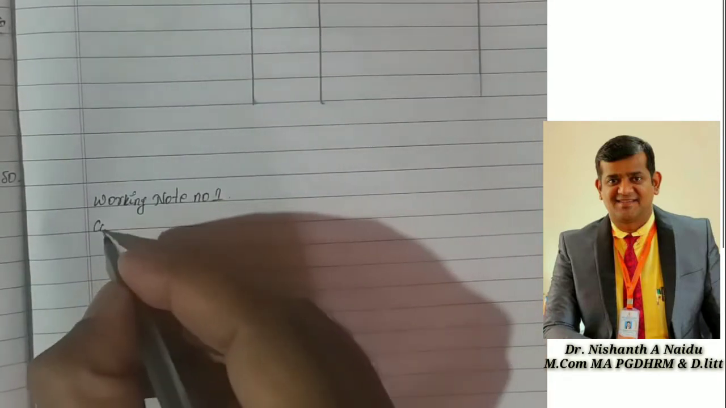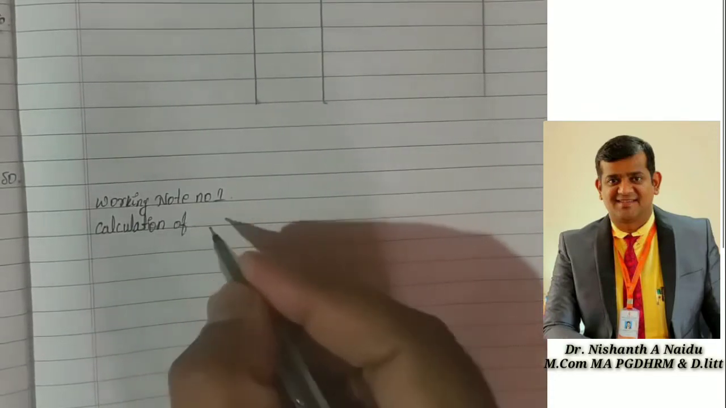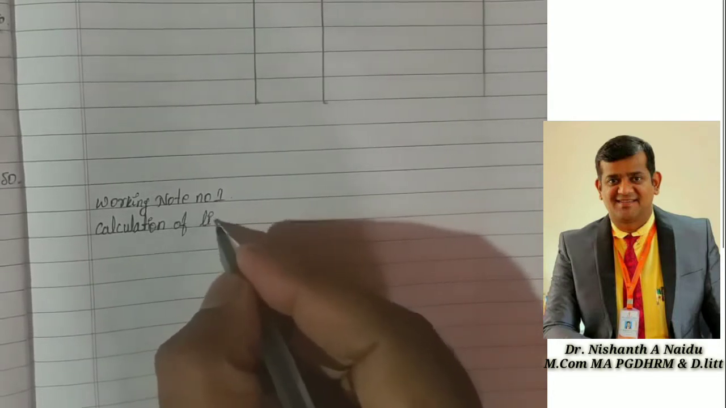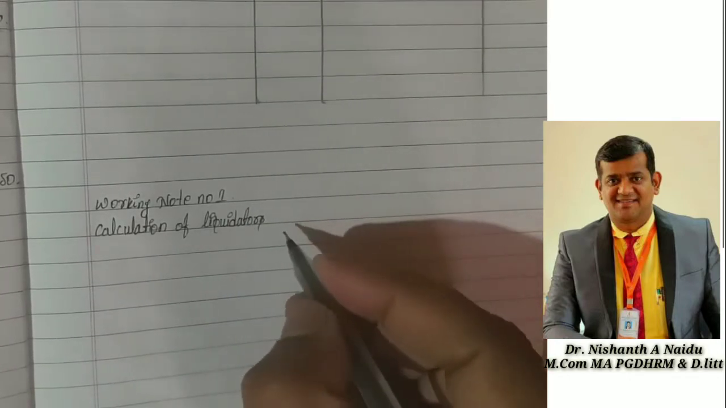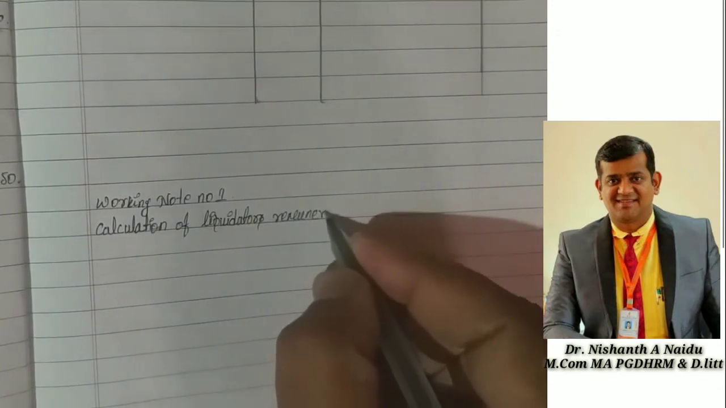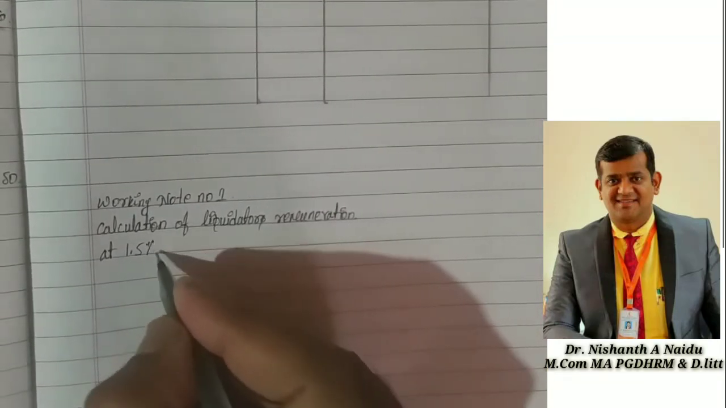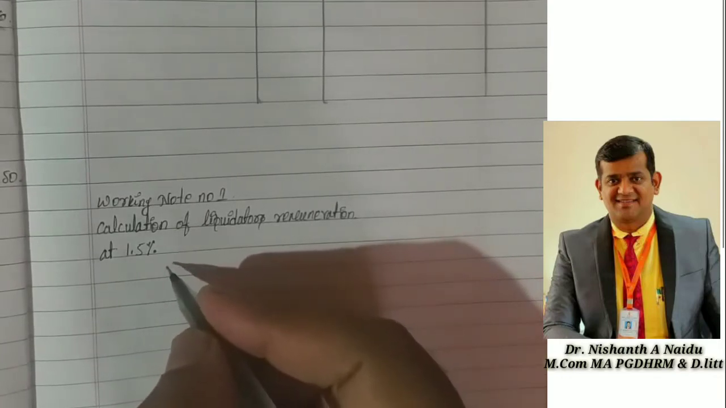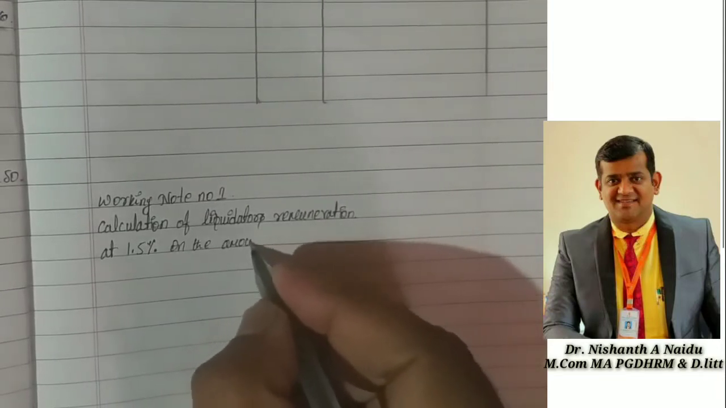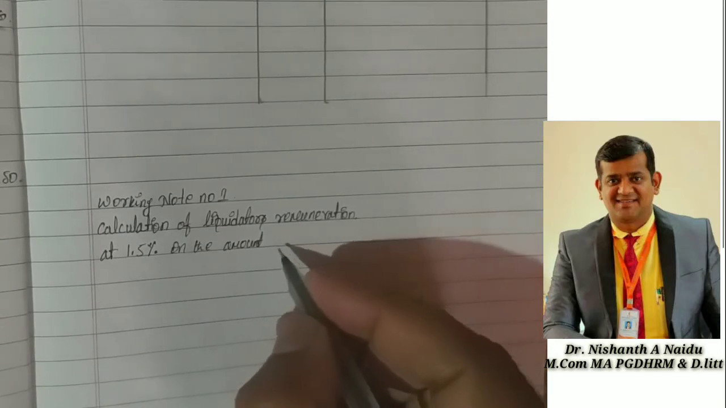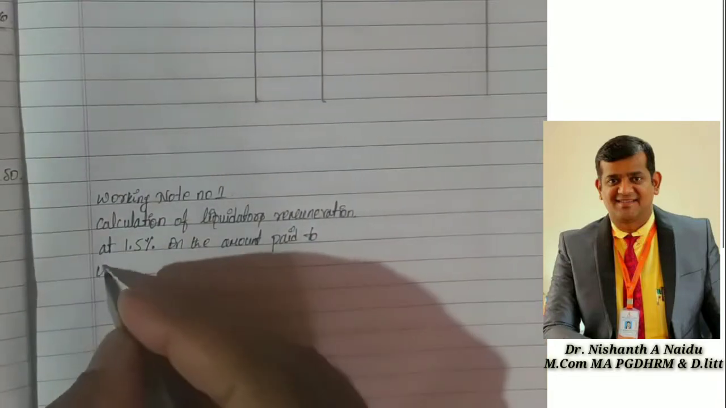So write down. So that is calculation of liquidators remuneration at 1.5% on the amount paid to unsecured creditors.